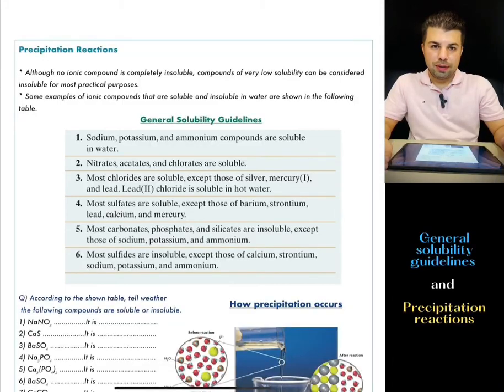Hello, dear students. Today we're going to talk about the precipitation reactions. You know that there are different types of chemical reactions. One of them is called precipitation reaction. A precipitation reaction is a kind of reaction that leads to the formation of an insoluble compound in water. Sometimes when you mix two aqueous solutions of salts mostly, the result is the formation of an insoluble compound.